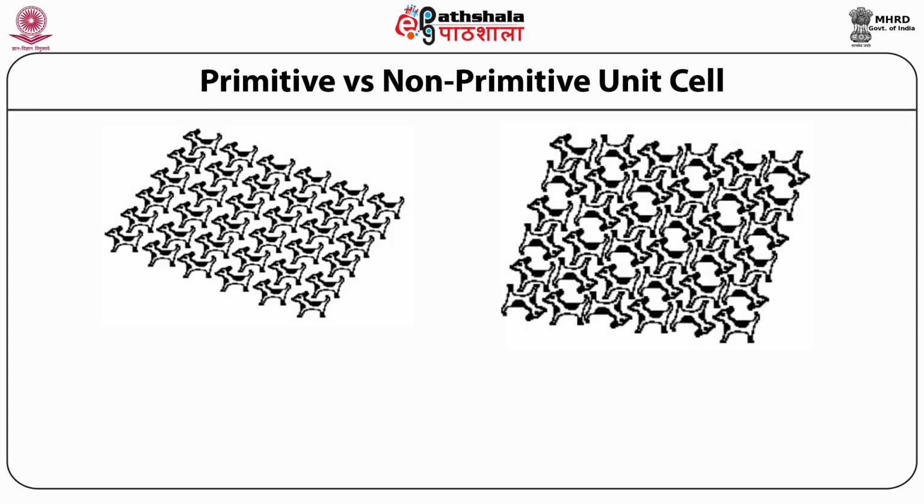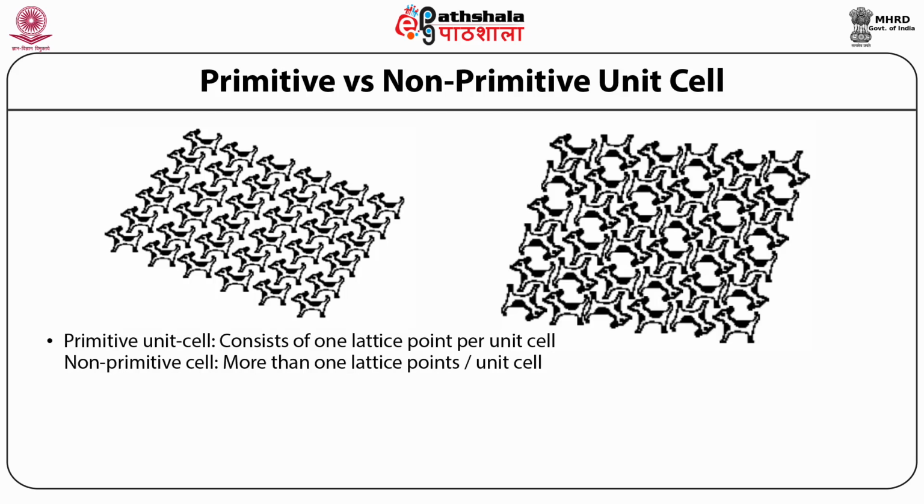Now students, let us discuss the types of lattice. So lattice can further be classified into two types, primitive lattice and non-primitive lattice. The primitive lattice has one formula unit or one lattice point or one unit of motif per unit cell, whereas the non-primitive cell has more than one lattice point or more than one unit of motif per unit cell, as you can see from this figure.